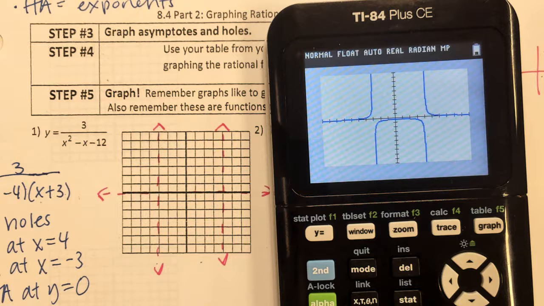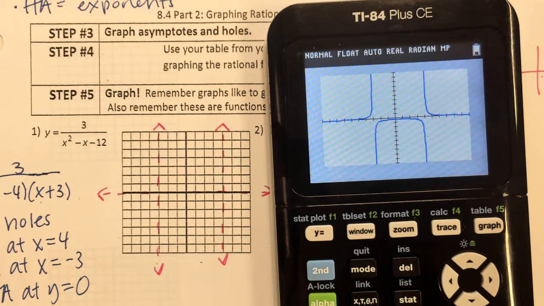Let me see. That's because of this thing right here. Clear it out. There you go. You're welcome. Everybody else's look like this?